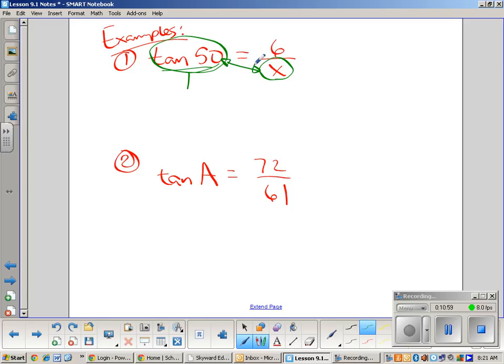Okay? And I'm going to get x times tan 50 equals 1 times 6. And I'm going to divide both sides by tan 50. My answer is going to be x equals 6 over tan 50. I'm just cutting right to the chase for you. Whenever the unknown is in the bottom, you're going to just switch places with these two. And that's going to be the result. That's how you can solve.